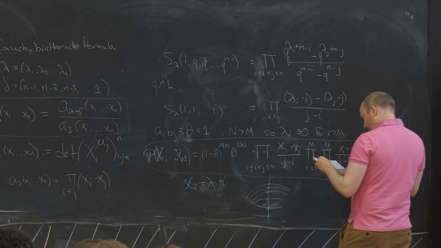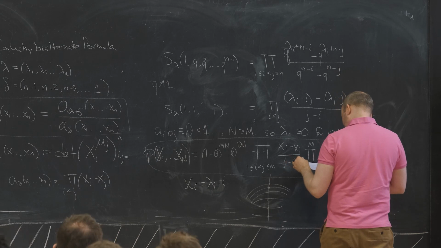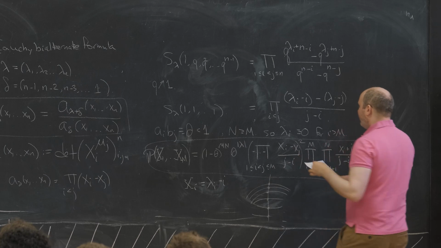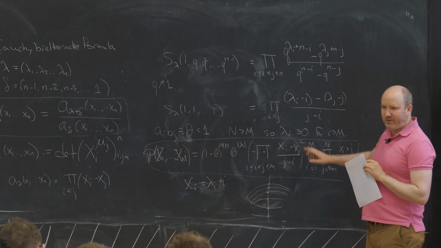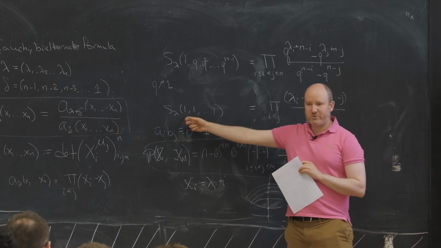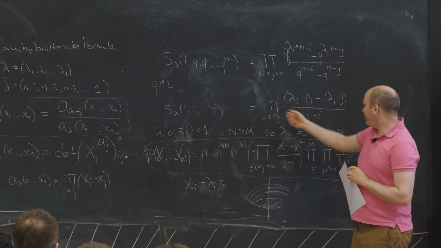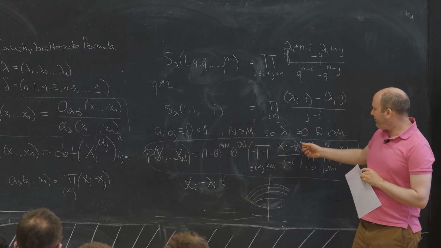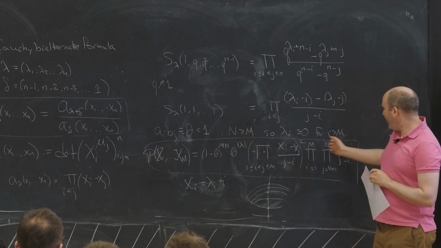Then it has some weight function associated to it. Sorry, there's a typo. I think this is squared. Yeah, this should be squared. Typo in the notes. It's squared because I have the product of two Schur polynomials, right? So I have this term, and then I have another term like that. So I have a Vandermonde squared, and then I have some weight function.